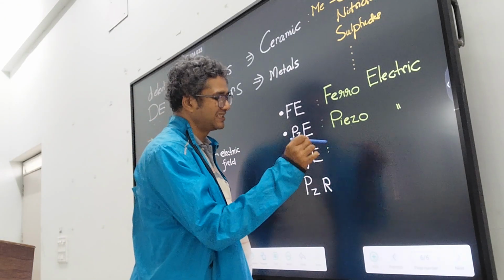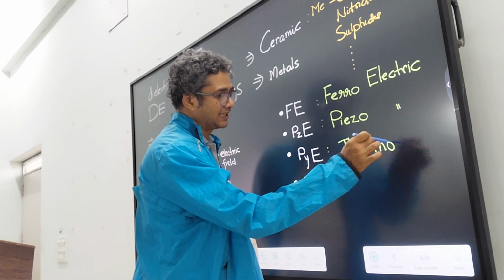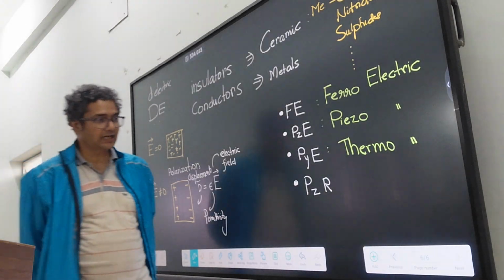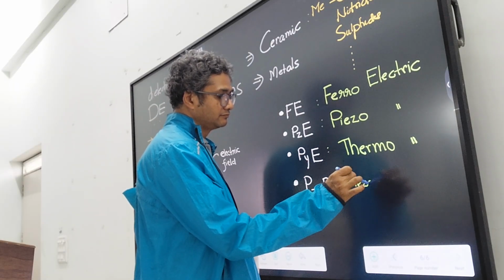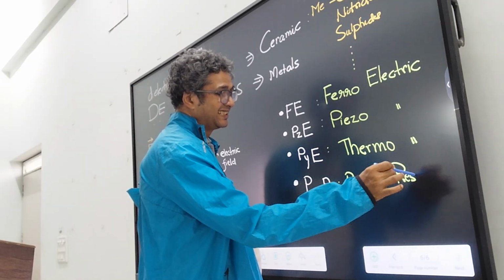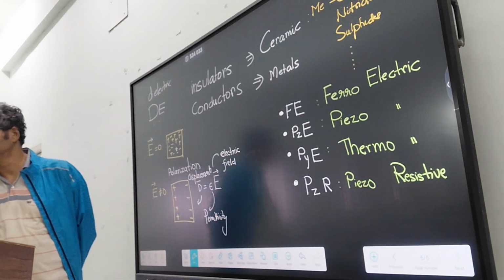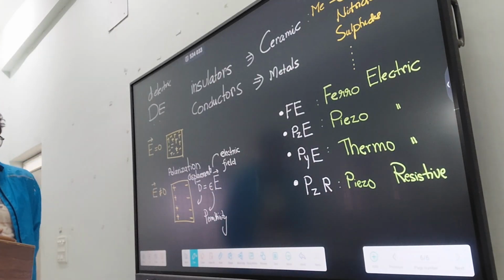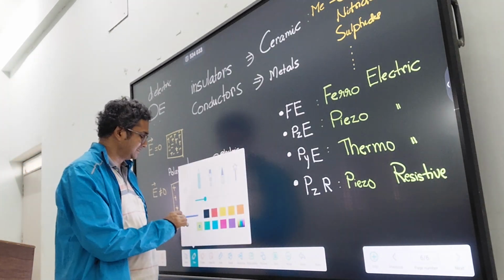PYE is pyroelectric. ठीक है, and PZR, this is piezoresistive. फेरोमैग्नेटिक मशीन में क्या होता है, the magnetic domains permanently aligned, ठीक है। उसी तरह से if the polarization is permanent, is existing, that's a joint analogy.